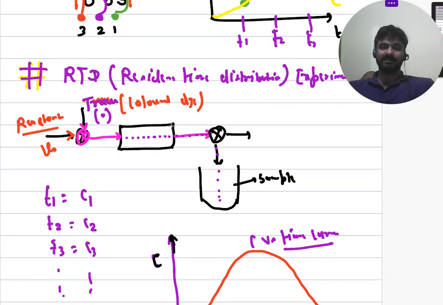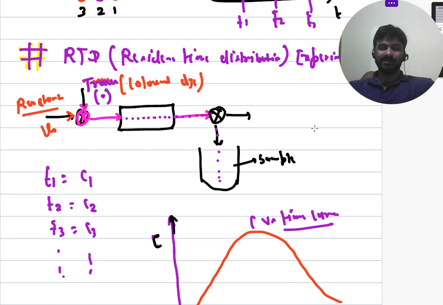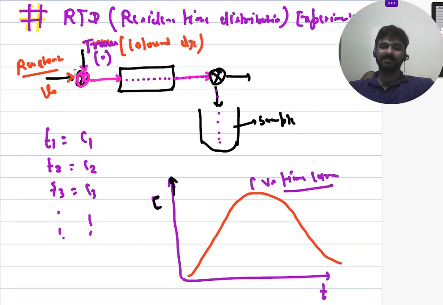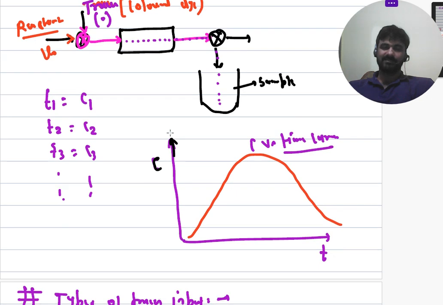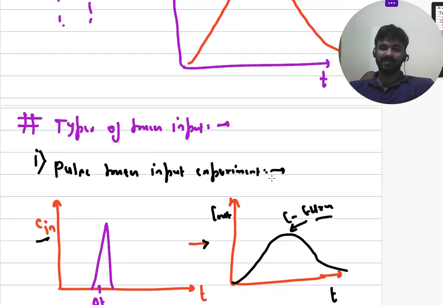So in order to understand this non-ideality in the PFR and CSTR, RTD experiments, that is residence time distribution experiments, have been performed earlier, and that gives you a distribution of the residence time of all these molecules inside the reactor. In order to understand this, you'll see that a tracer is injected into the reactor, and the concentration of the tracer at the exit of the reactor is observed, and based on this, the concentration versus time plot has been plotted. Here you can see that there is a distribution of concentration with respect to time, and this looks like a bell-shaped curve. We'll see how these things work.